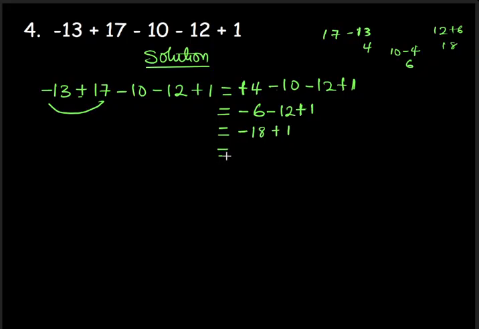Minus 18 plus 1, and that will be equal to, what do we have? Minus 18 and then plus 1. Different signs, we subtract. 18 minus 1, that will be equal to 17. And then we keep the sign of the bigger number, which is minus. So minus 17.